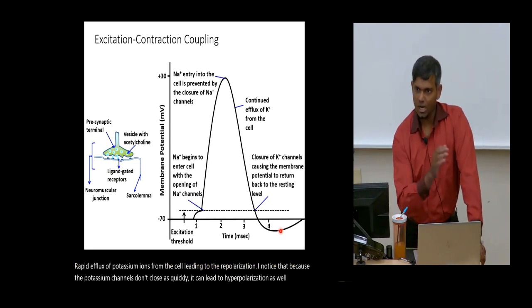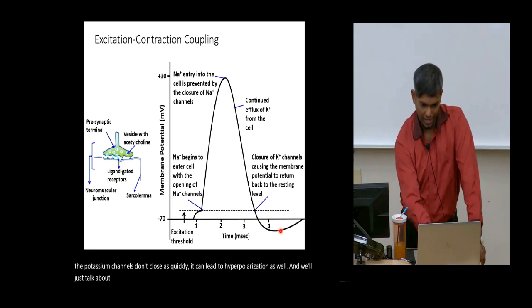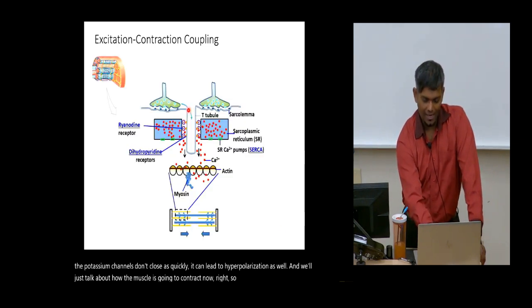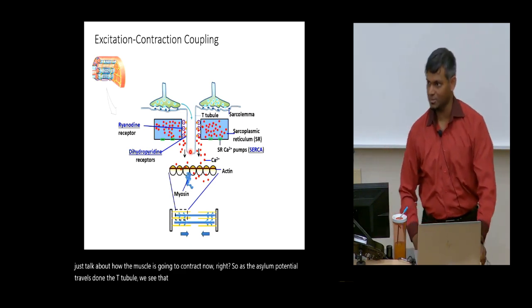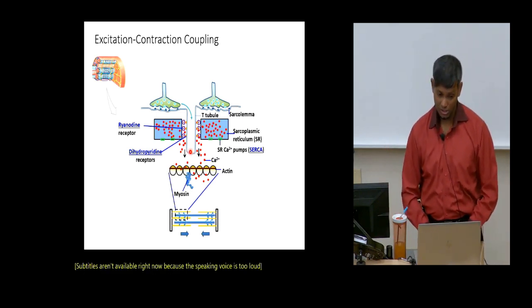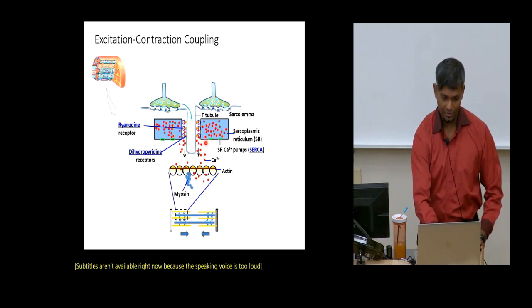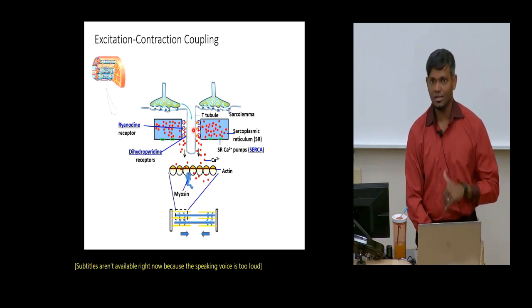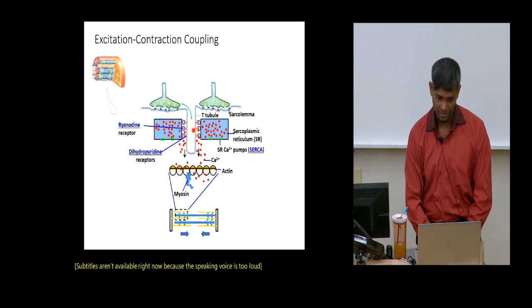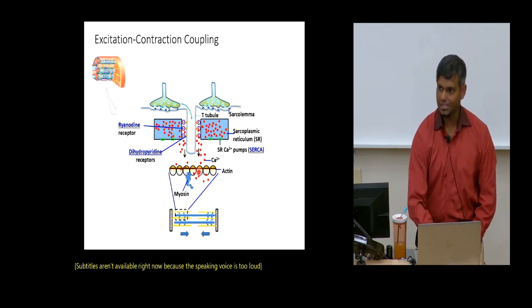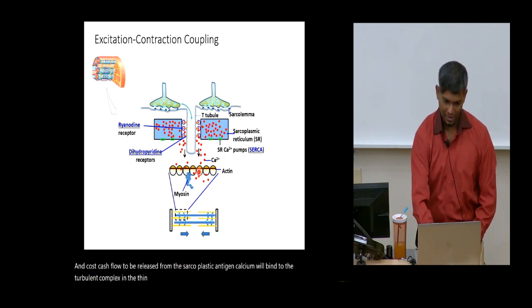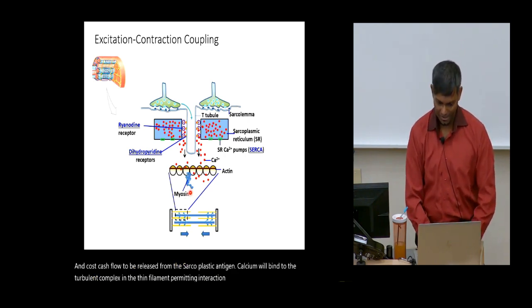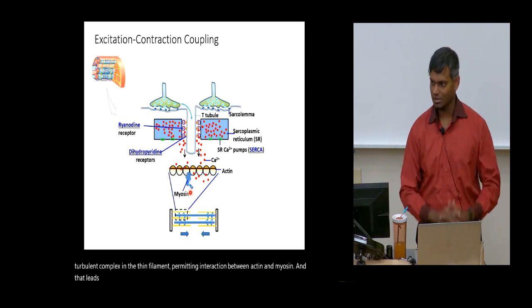And we'll just talk about how the muscle is going to contract now, right? So as the action potential travels down the T tubule, we see that the dihydropyridine receptors, they are sensitive to changes in the voltage. They will interact with the ryanodine receptors and cause calcium to be released from the sarcoplasmic reticulum. The calcium will bind to the troponin complex in the thin filament, permitting interaction between actin and myosin, and that leads to the muscle contraction.